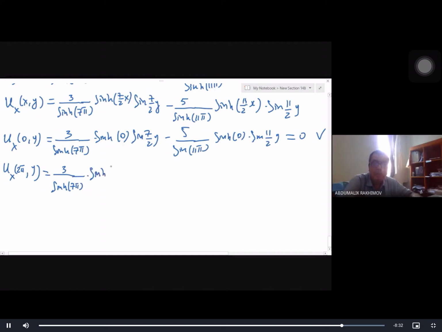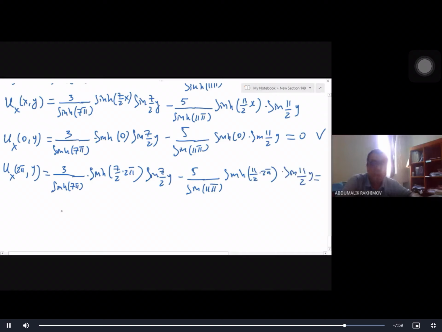Sine hyperbolic 7 over 2 times 2 pi, since x is 2 pi, right? Now it will be also 7 pi, the same thing as like this, right? Then you have sine 7 over 2y minus 5 over sine hyperbolic 11 pi, right? Then we have sine hyperbolic 11 over 2 times 2 pi will be 11 pi, right? Times sine 11 over 2y equal.